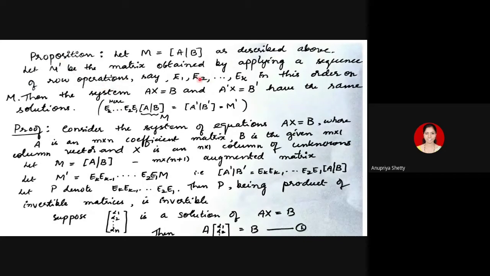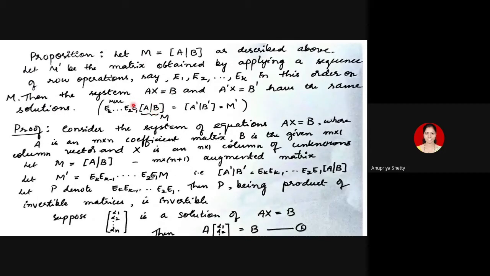So they have given that these are the row operations. Then we have to prove that the systems Ax equal to B and A dash x equal to B dash have the same solutions. I've briefly written here in the bracket what is the given situation. M is there. That is this block matrix M.